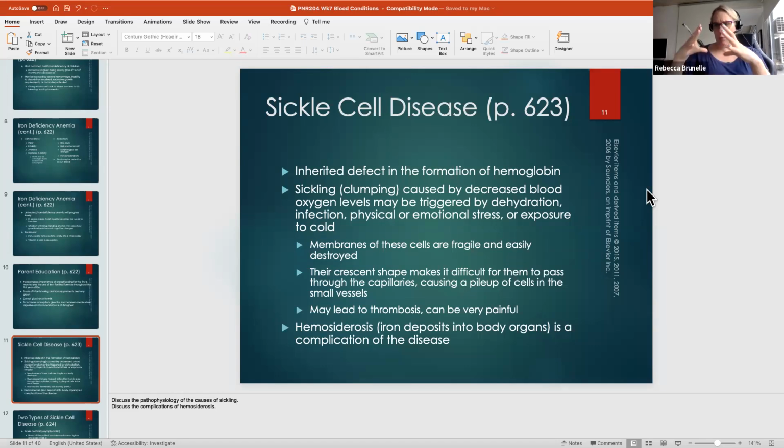And since it's not round and popped up, it doesn't have the same ability to bind oxygen. So they have a decreased oxygen carrying capacity because of the misshapenness of their hemoglobin, of the red blood cells that carry oxygen. And also because they're not shaped the right way, they're more likely to stick together.